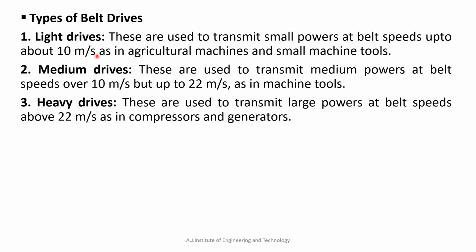Next, types of belt drives. We'll see the different types of belt drives. The first one is light drives. Light drives are used to transmit small power at belt speeds up to 10 meters per second, as in agriculture machines and small machine tools. If the velocity of the drive is less than 10 meters per second, then it is called a light belt drive. It is mainly used in agriculture machines and small machine tools.